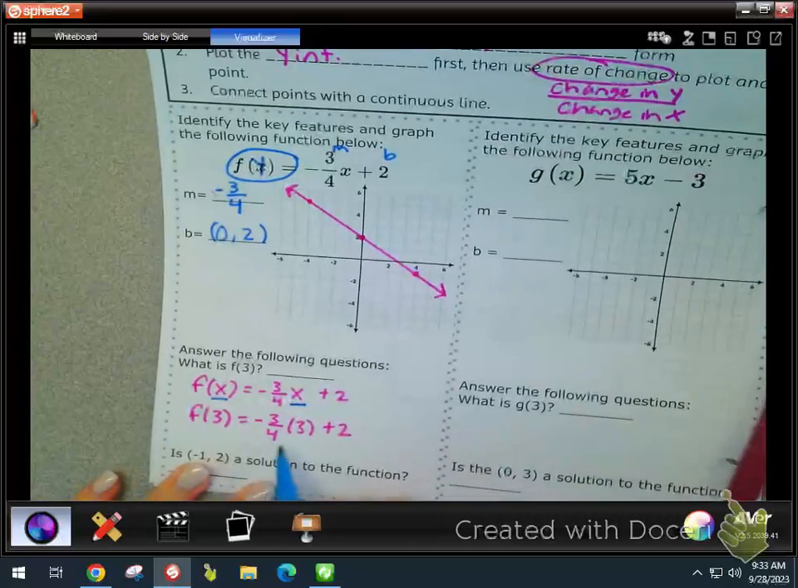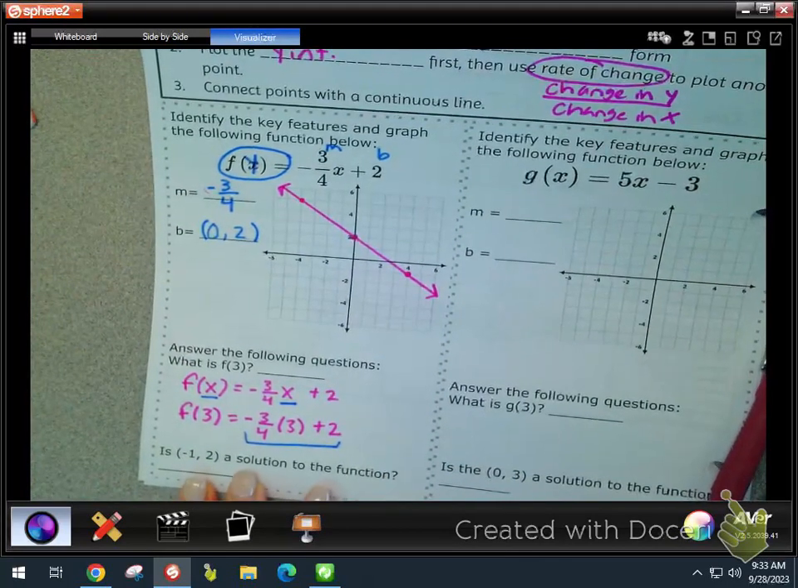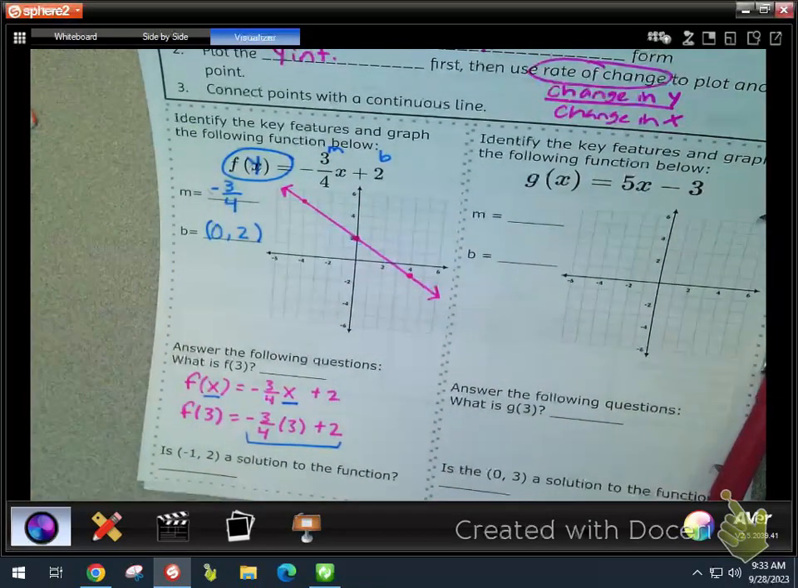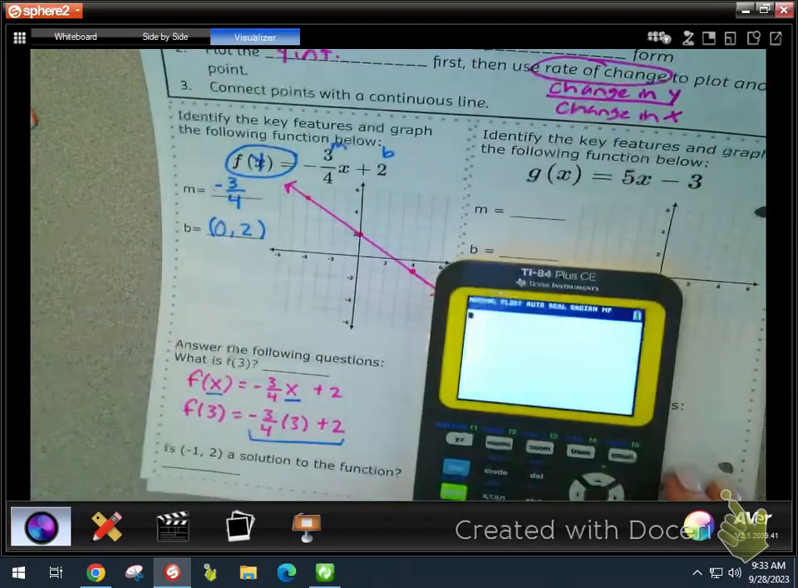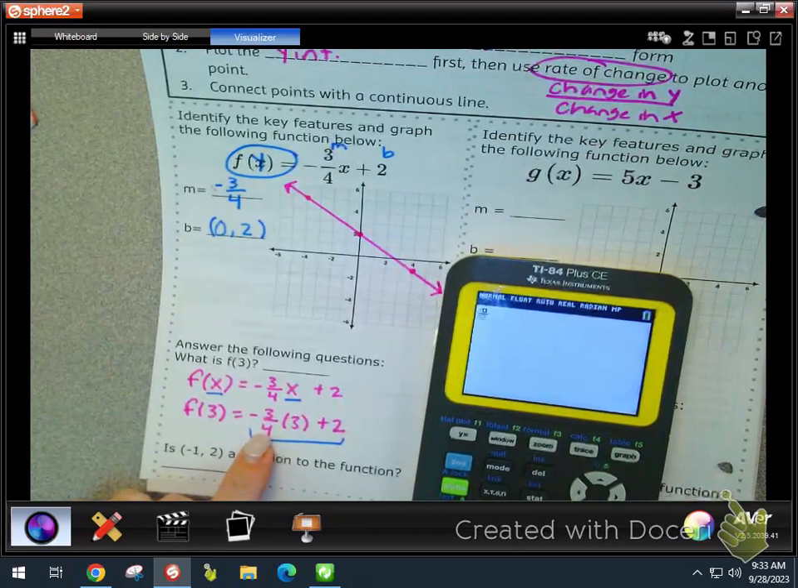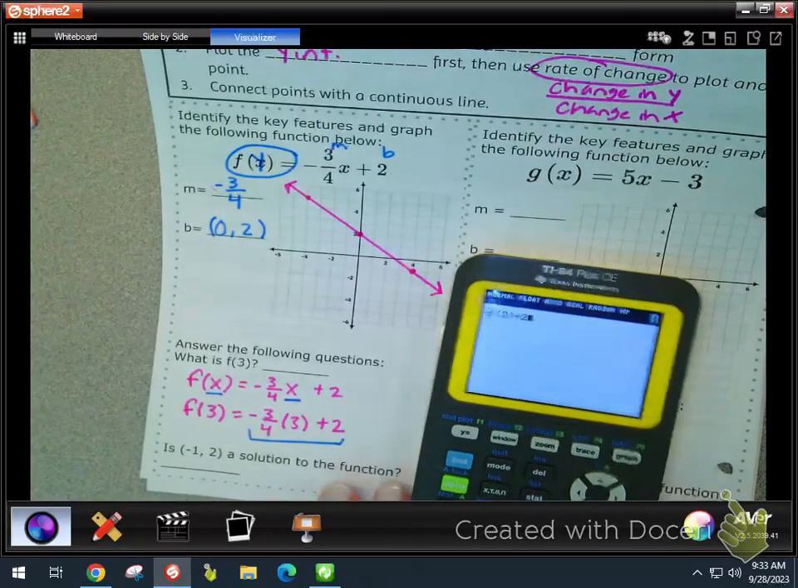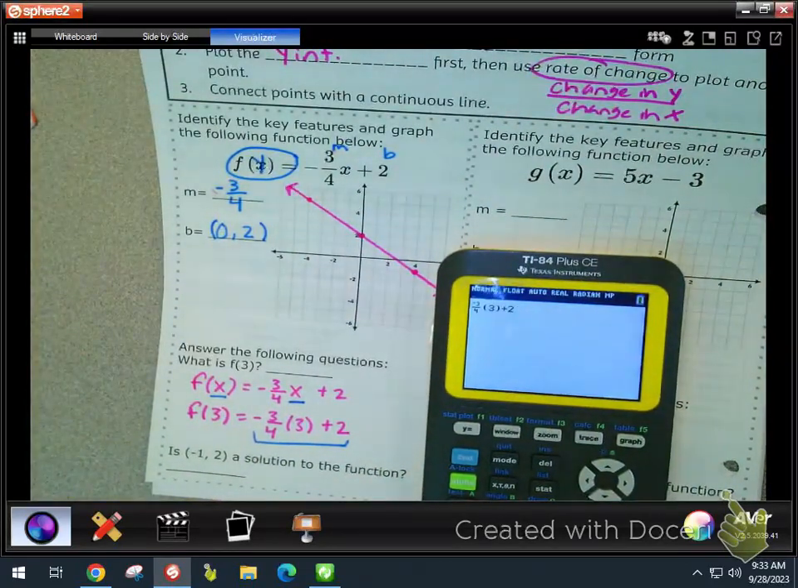What's nice about these is we can put them in our calculator, just how we wrote it out, that right-hand side, and we're going to get one number. We're going to get an output. Go to your calculator. Alpha y equals, enter negative 3/4 parentheses 3 plus 2. I'm just putting in that x value of 3. What do I get? Negative 1/4? Ooh, nice. Negative 1/4.